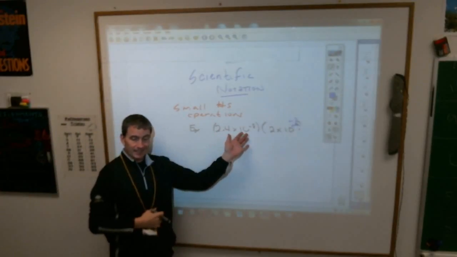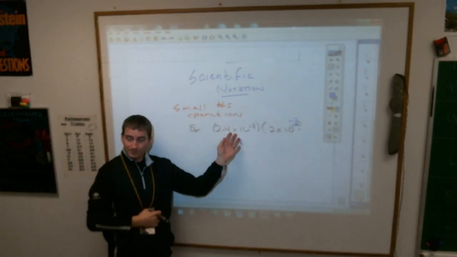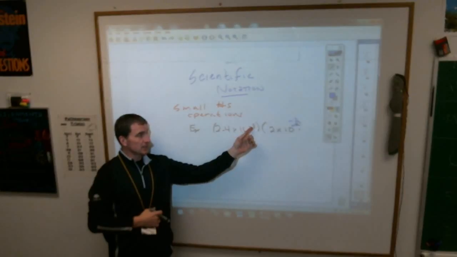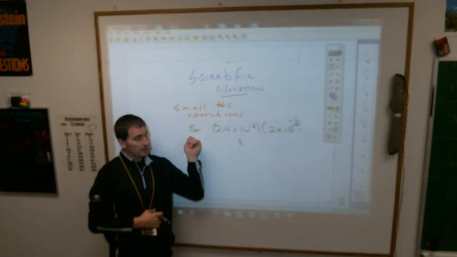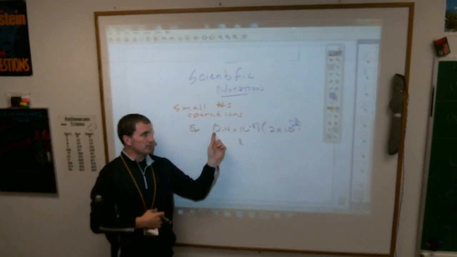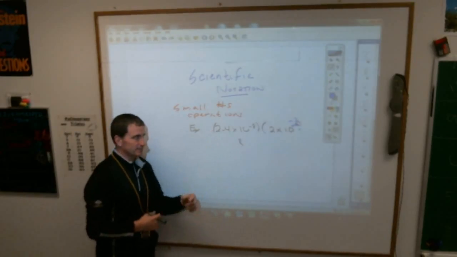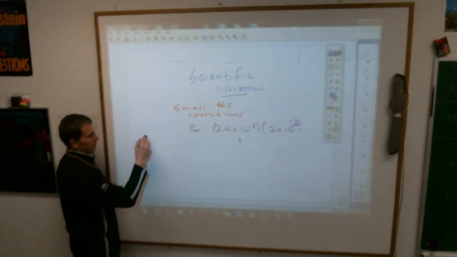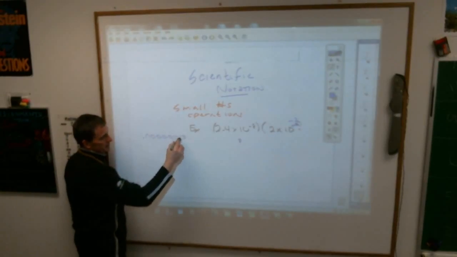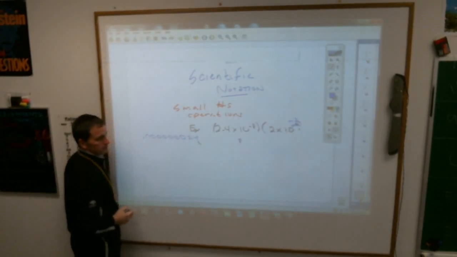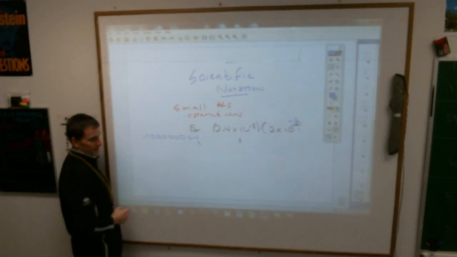2.4 times 10 to the negative 8, what is that in standard form? This 8 tells you how many places you move the decimal backwards. So I'm going to have to move it one place here and then add how many zeros? 7. So that first number is actually 0.000000024. That's my first number, not in scientific notation.